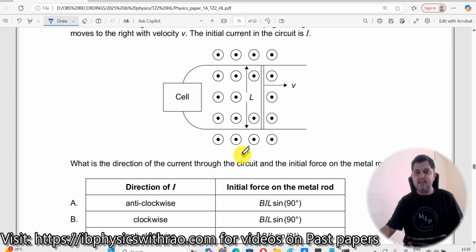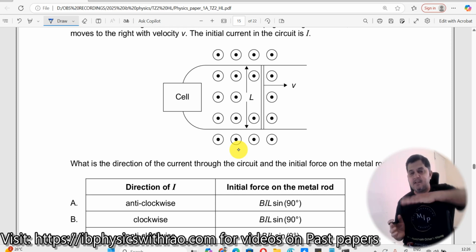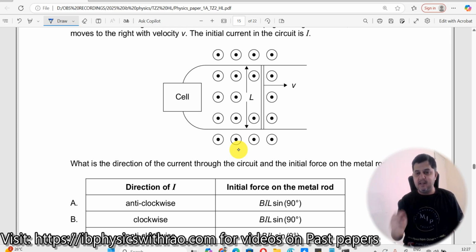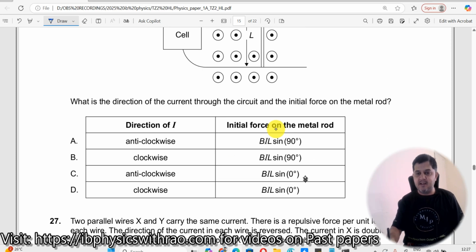The first thing is that when I connect a cell and put a magnetic field, you expect the rod to move. Why should it move? It should move only when there is a force acting on it. There is no slope or ramp here, it's a plain setup. So the force is not zero, and definitely the sin 0 options are incorrect, because sin 0 becomes 0. So by the diagram itself, you are able to say what is happening.